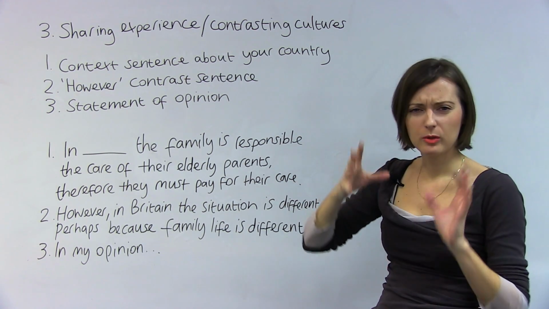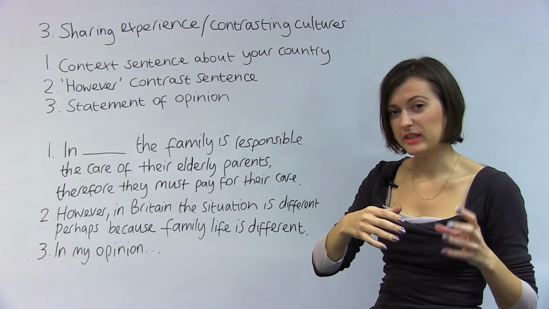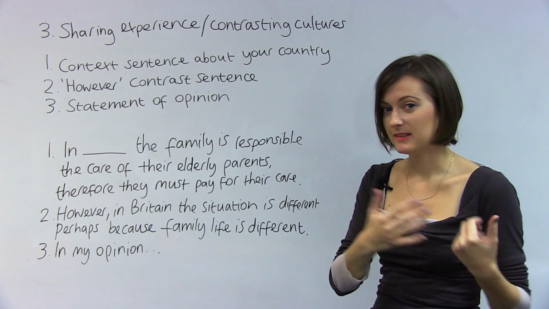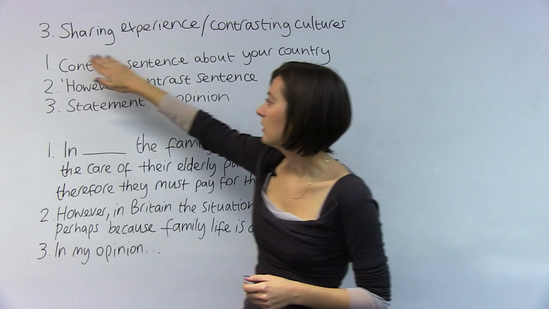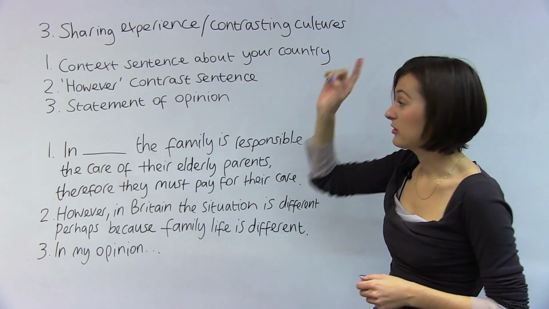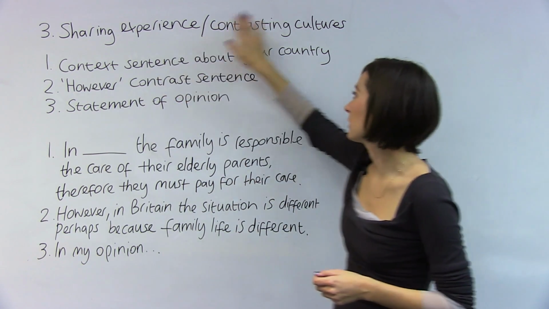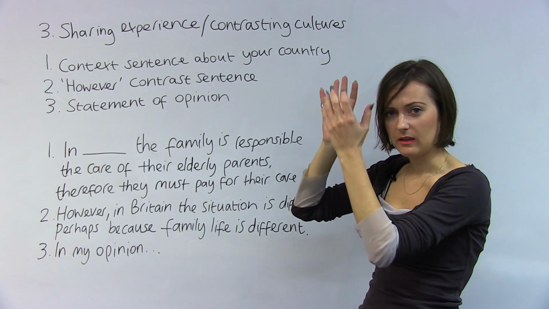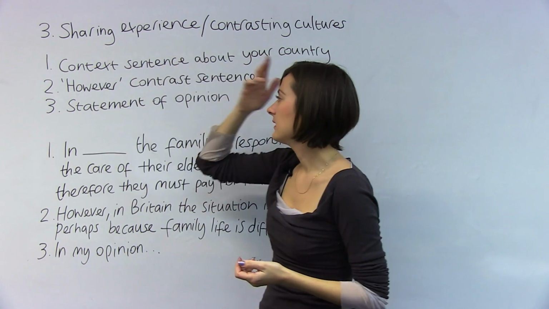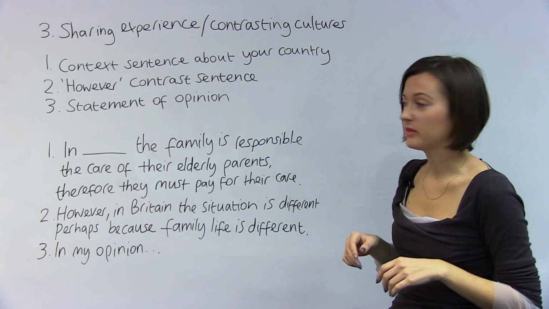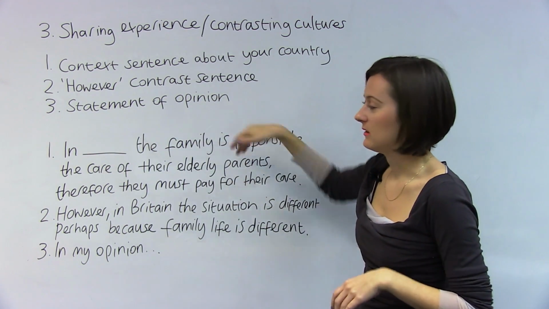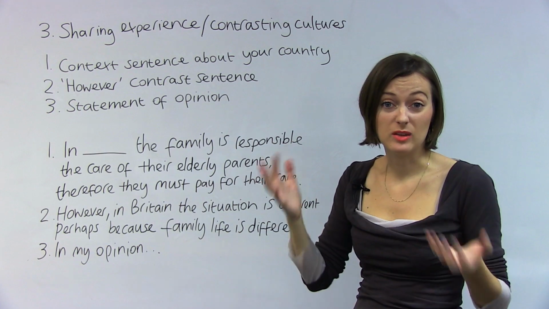So remember, the question was set up in a way that said, in Britain, the government generally pays for the care of elderly people. Well, maybe it's different in your country. So we can use this structure for making an introduction. The first part is a context sentence about your country. So the question told us what it's like in Britain. What's it like in your country? The next part is a "however" contrast sentence, or contrasting sentence. And the last part of the introduction is you giving a statement of opinion. Which system or which culture do you think is best, effectively?